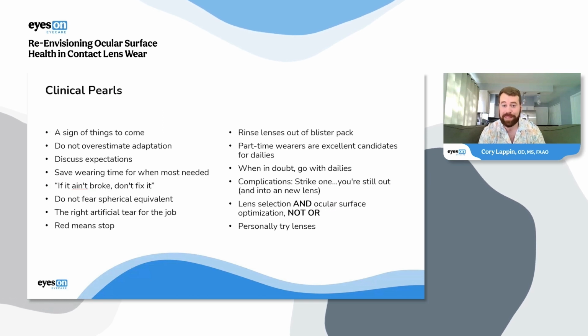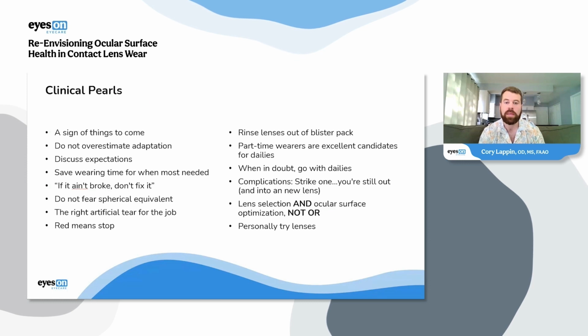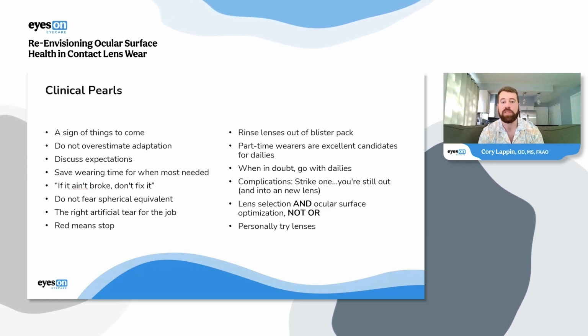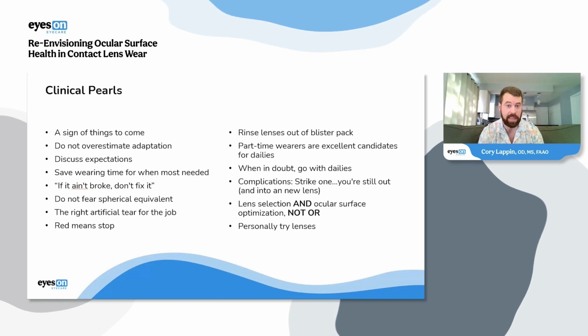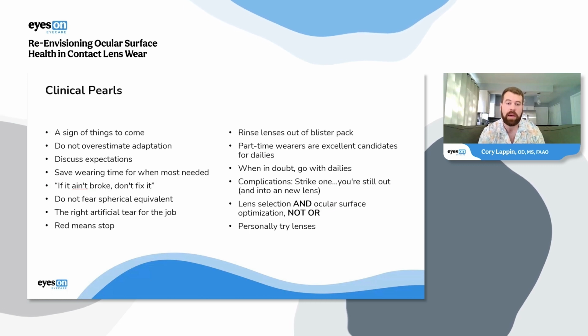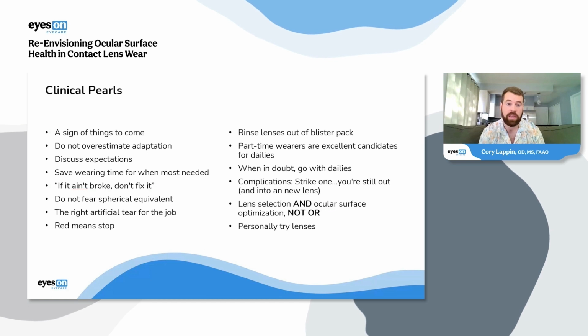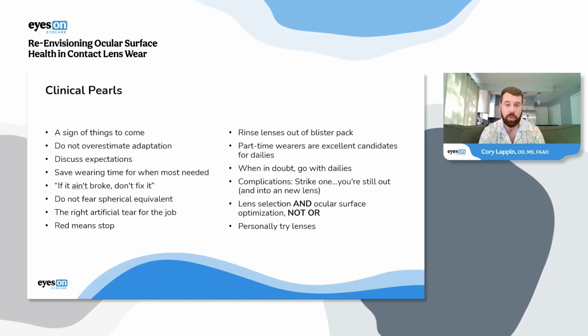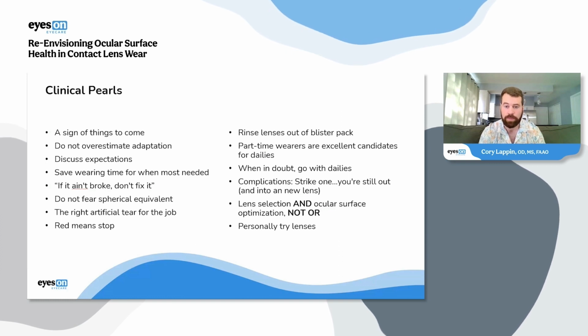And when I say red means stop, what I mean is paying attention to hyperemia. Now, a little bit of redness with lens wear here and there, that's transient, no big deal. But if a patient is consistently getting red eyes that get worse throughout the day with contact lens wear, you should really reevaluate the fit, because this hyperemia is a sign of ocular surface stress. And this can be a precursor to neovascularization, and it can show hypoxia or inflammation. So redness isn't something that should be ignored.